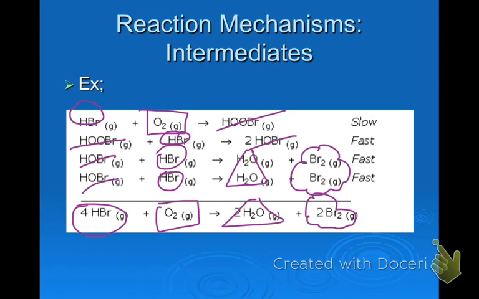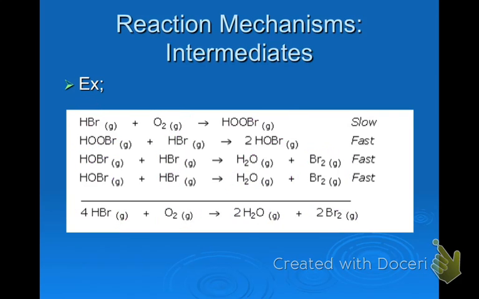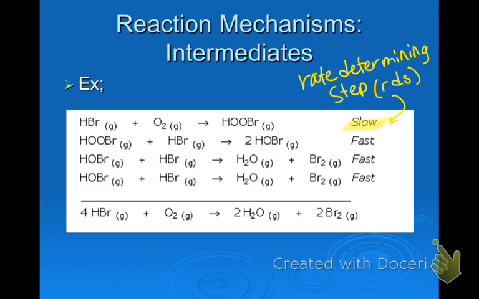Also over here on the side, you'll notice that each step has a description of how slow or fast it occurs. So that helps us to decide what's known as the rate determining step, and that is step number 1. So the rate determining step, or the RDS, is always the slowest of the elementary steps. So I'm just going to write in here, rate determining step, or RDS. And that's always the slowest one of all your elementary steps.